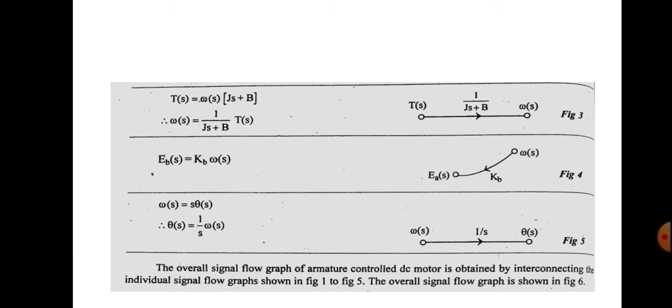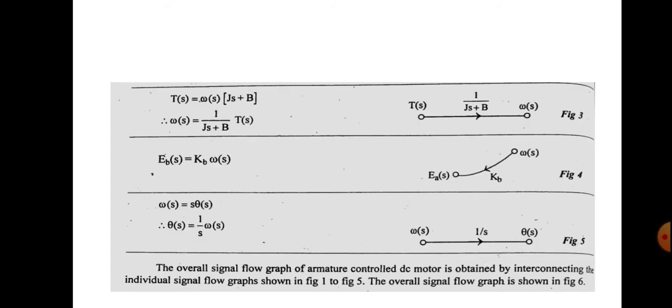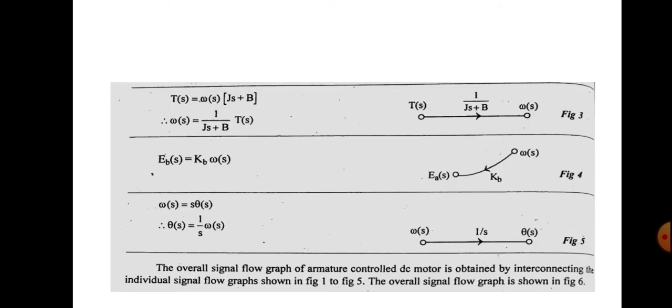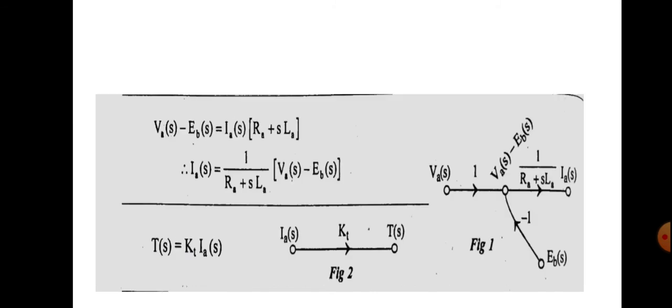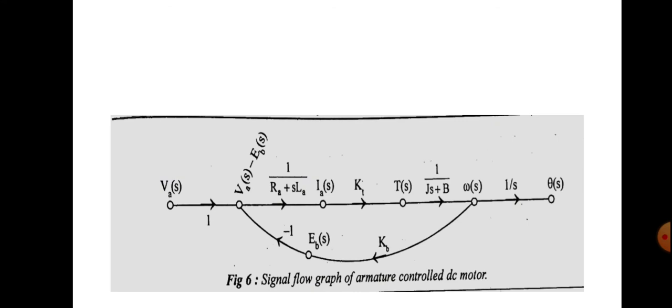So we have 5 figures and we can combine all these figures in order to get the overall gain. We know that from each of the signal flow graphs, in the first case the output is Ia(s), that Ia(s) is connected to the second figure. Sorry, Ia(s) is then connected to T(s), and then T(s) is connected to omega(s), and omega(s) is then connected to Eb(s), and Eb(s) is the feedback path, where Eb(s) is shown in figure 1 at the lower portion, and also from omega(s) it comes to theta(s). So by combining all these signal flow graphs, we get a signal flow graph like this.